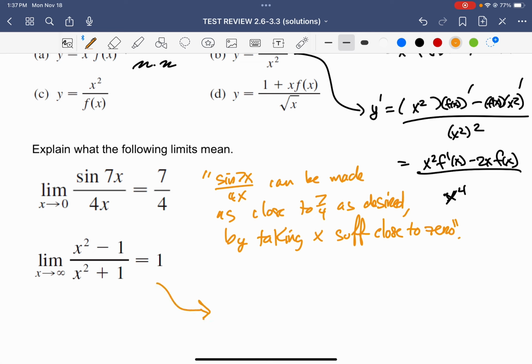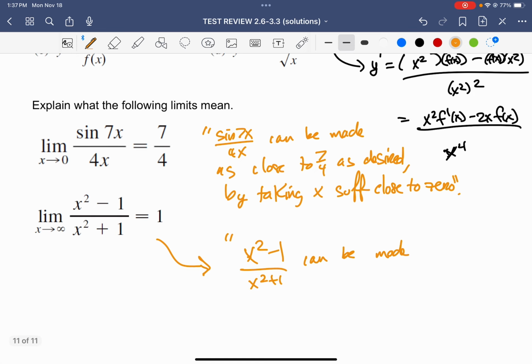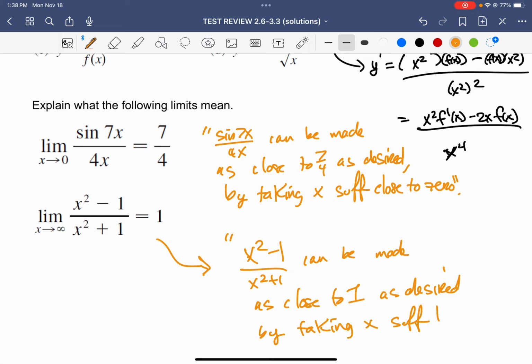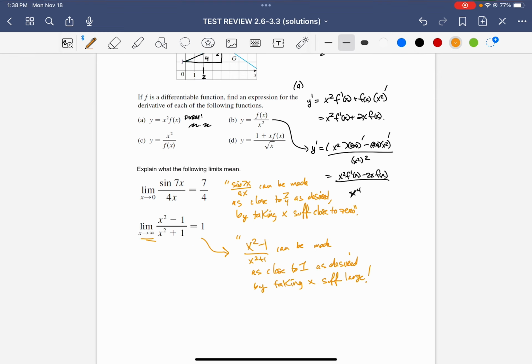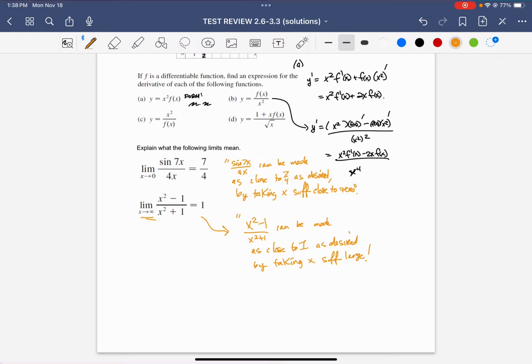And this one right here says x squared minus 1 over x squared plus 1 can be made as close to 1 as desired by taking x sufficiently large, because it's going to infinity. And that should be it. Thank you.